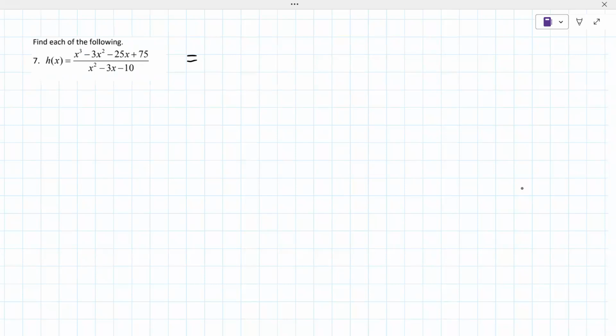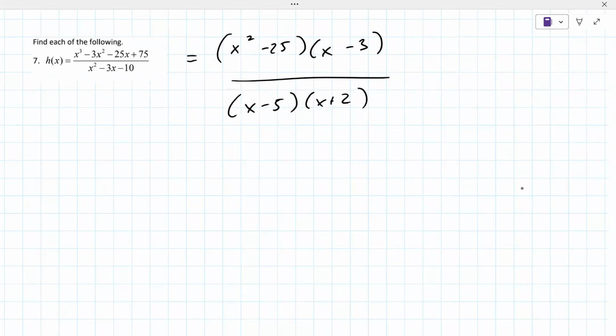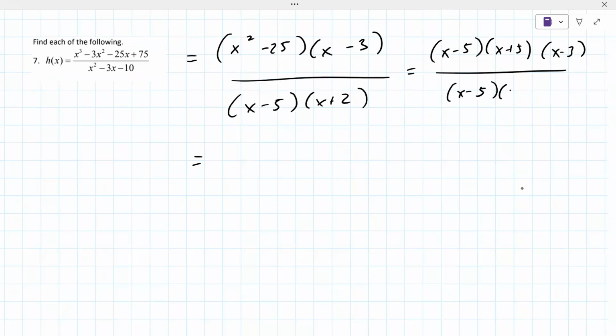So it ends up being x squared minus 25 over x, times x minus 3 over x minus 5 times x plus 2, and then you get x minus 5 times x plus 5 over x, times x minus 3 over x minus 5 times x plus 2. You might consider checking my signs on that. Let me just FOIL that real quick. Yeah, it looks good. So that's where if you can factor it, all of a sudden you can do the rest.